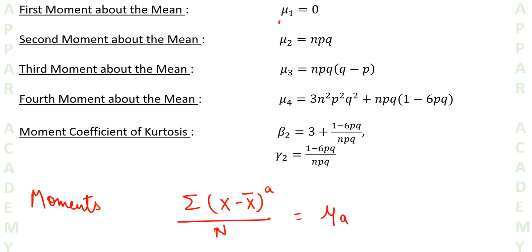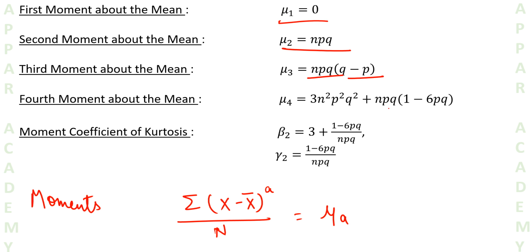So that way our first moment about the mean, mu 1, is equal to 0. Second moment, we all know that it is always the variance, so it is npq. Third moment about the mean is npq into q minus p. And the fourth moment is 3n square p square q square plus npq into 1 minus 6pq.